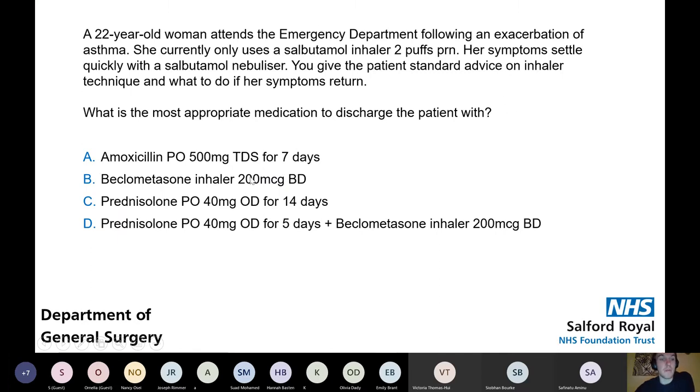So then it comes down to a bit of a toss up between B and C. Basically it comes down to knowing that if somebody has had an exacerbation you need to send them home with oral steroids. So Pred 40 milligrams, high dose, is going to reduce the inflammation that causes the bronchoconstriction that leads to the symptoms that she's having. Hit it with that high dose steroid and reduce the inflammation, reduce the risk of her coming in again. And then we're changing her regime to make sure that she's not going to come in with an exacerbation again.